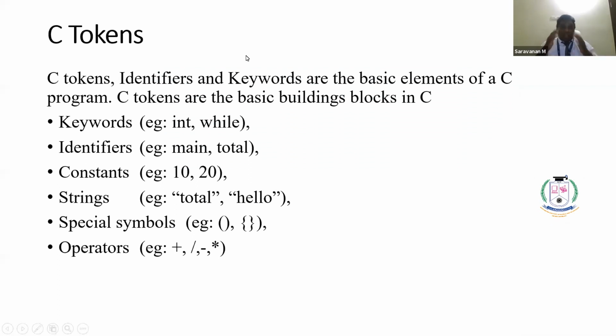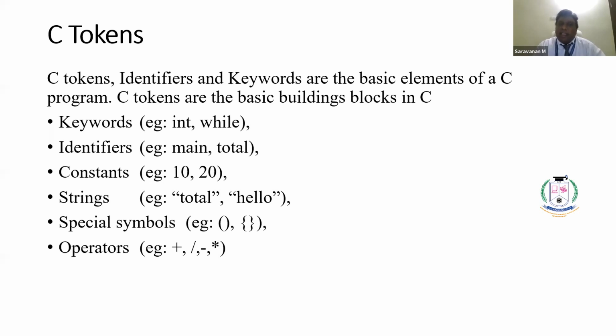Now let me go to the C tokens. The C tokens are keywords, identifiers, constants, strings, special symbols, and operators. Keywords are nothing but int, while, and so on; they have a predefined meaning, so they are called keywords. An identifier is what you declare, like int a, b, total, sum, like that.